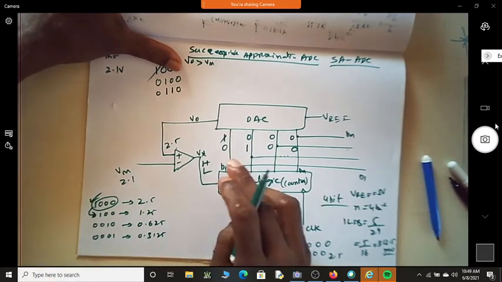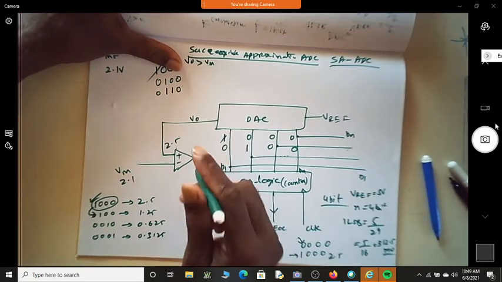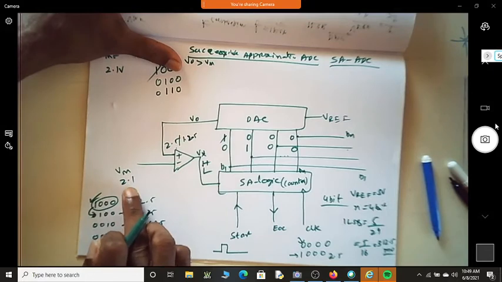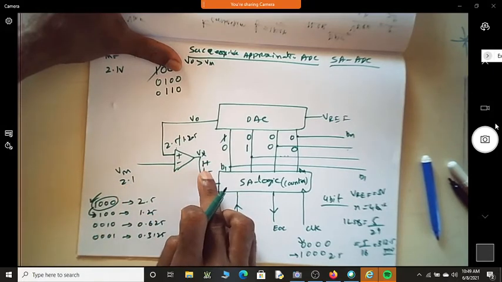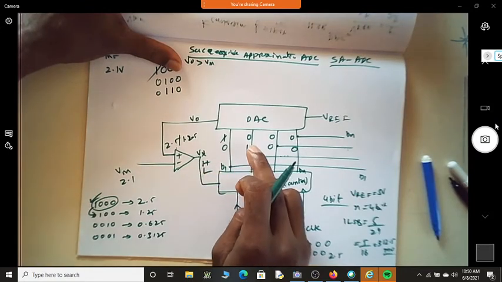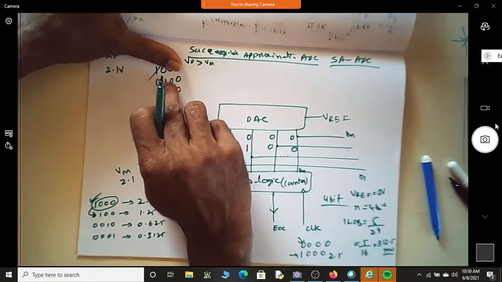Getting the point now? If it is low, okay, why is it low? Because it is 1.25, and 1.25 is compared with 2.1 volt. Is it actually low then? Yes, sir. When it is low, you retain the change. So I have retained the change.